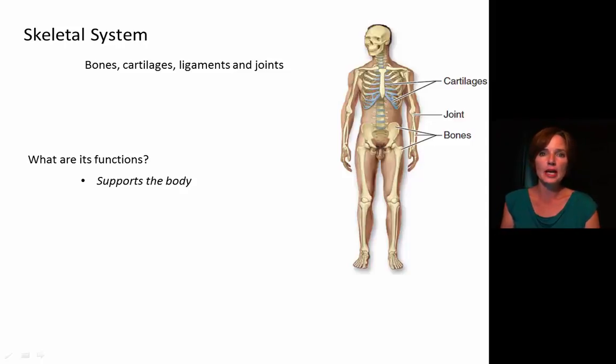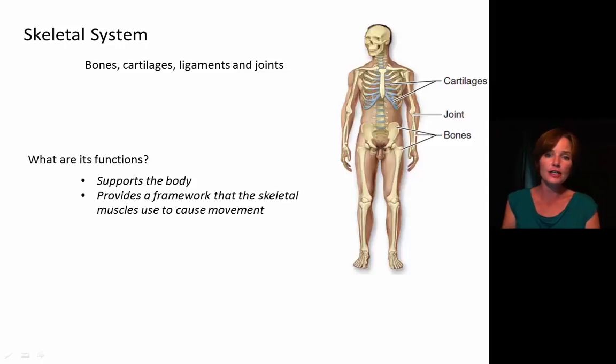Our body would not be able to stand upright and support all of the weight of our body without these rigid bones on the inside. So support is kind of number one on the list for the skeletal system, but that's not the only function that the skeletal system has. Another function is that it does provide a framework for the muscles to work against. So it provides a framework that the skeletal muscles can use to cause some movement. So it's working right along with the muscular system, which we'll get to in just a little bit.